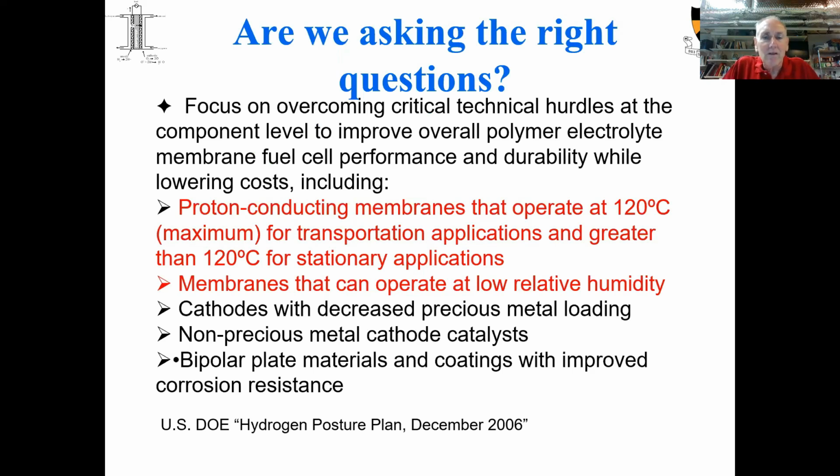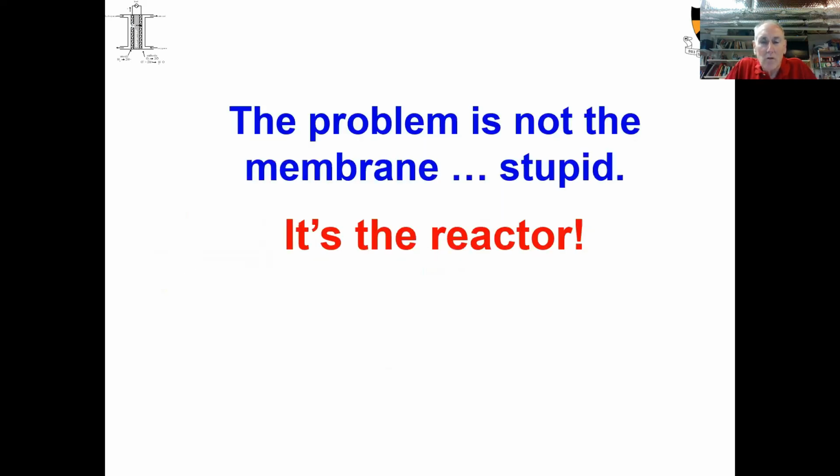I want to point out that we're still fighting an uphill battle, that the DOE in their plans still wants proton conducting membranes that operate at 120 degrees for transportation. And they want membranes that can operate at low relative humidities. Well, what we've shown is we can do that. And it was not by changing the membrane. It was by changing the reactor design.